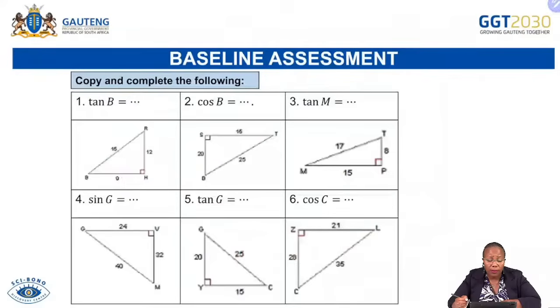And then grade 12 here is your baseline assessment. I am giving you 3 minutes to complete these trig ratios in reference to the angles that are given there. And then your 3 minutes, grade 12, starts now.